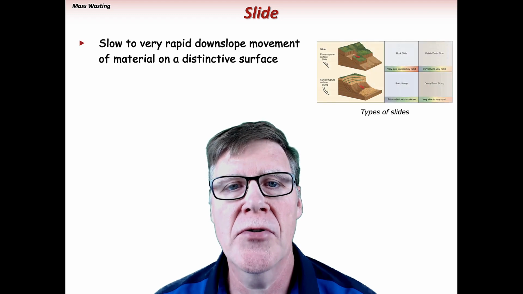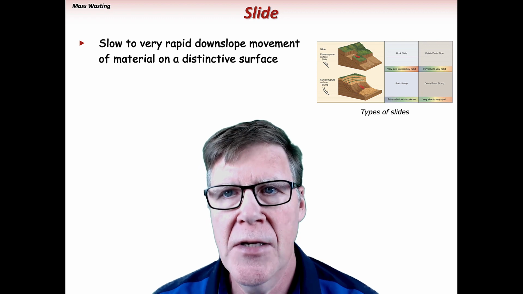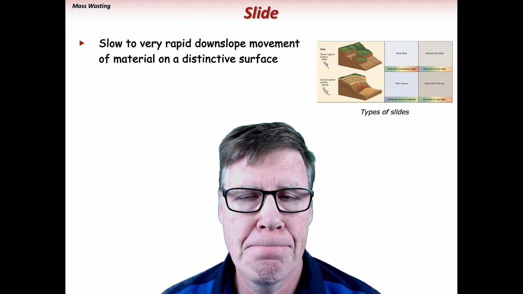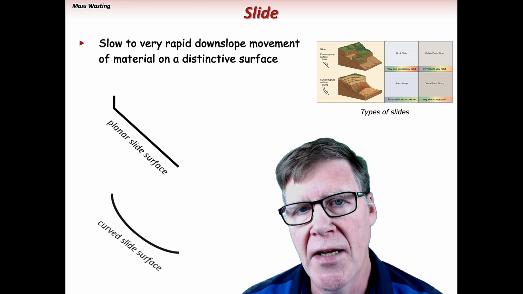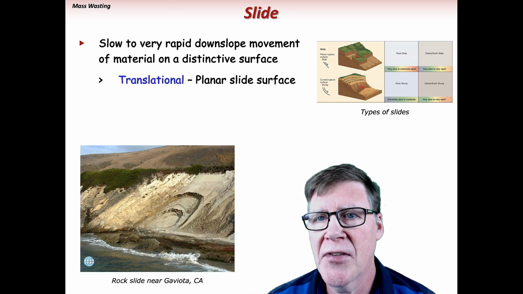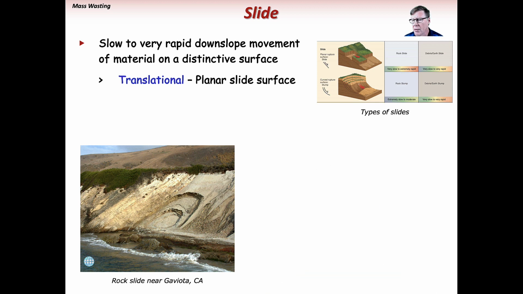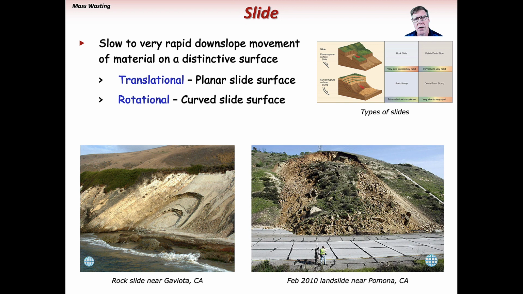Slides are the slow to rapid downslope movement of material along a distinctive surface, typically a fracture or bedding plane. There are two basic types of slides, depending on the shape of the slide surface. Translational slides occur on planar surfaces, like the one that occurred here near Gaviota, California, whereas rotational slides occur along curved surfaces, like here near Pomona, California. All slides are typically referred to as landslides.